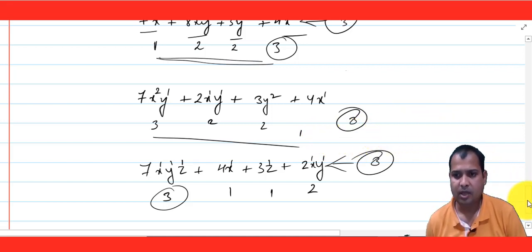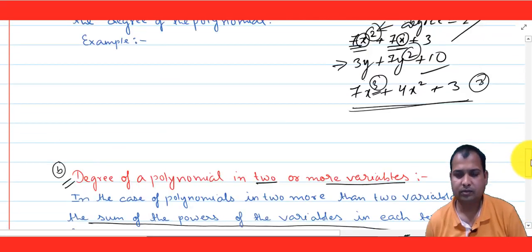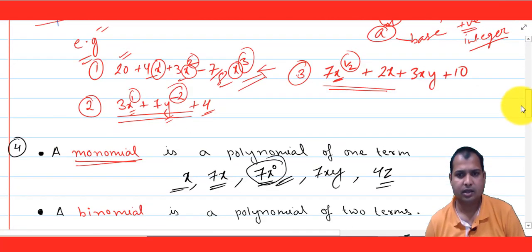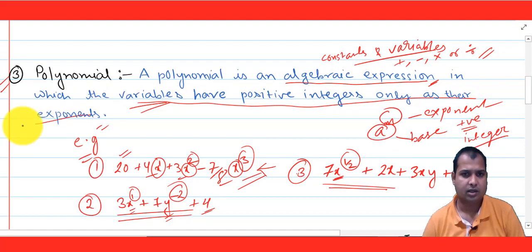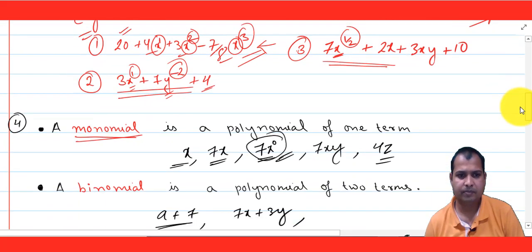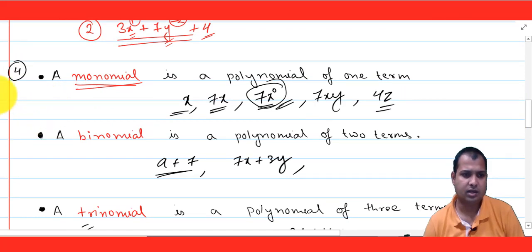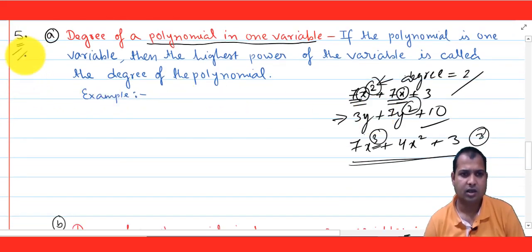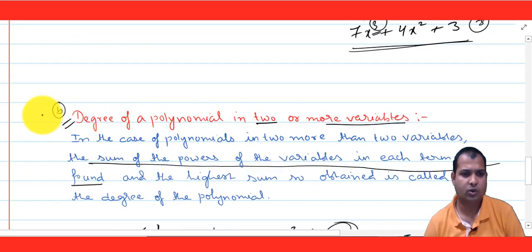For this chapter, you will only write the definition of polynomial, and you will copy examples from your book, and then you will write types of polynomial, then you will write the degree of a polynomial in one variable and the degree of a polynomial in 2 or more variables.